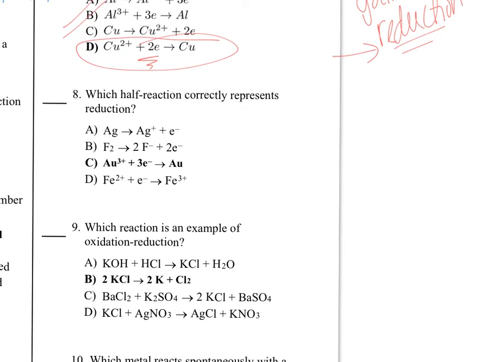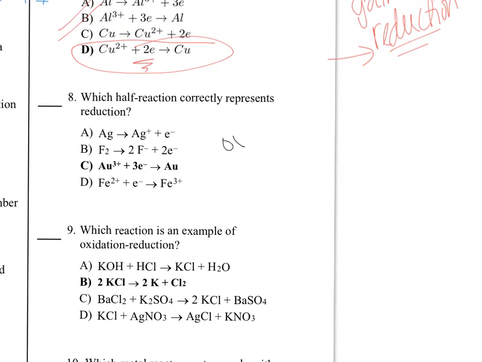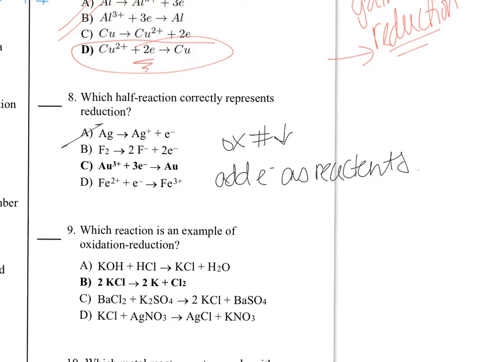8. Which half reaction correctly represents reduction? Once again, we're doing the same thing. Okay, we've got to have our oxidation number, first and foremost, needs to go down, and then we also need to add electrons as reactants. Okay, so if that's the case, we see that A is wrong, the electrons are a product, and our number goes up. B, our number goes down, but the electrons are in the wrong spot. D, our oxidation number goes up, which is wrong. Okay, so C is the correct answer.